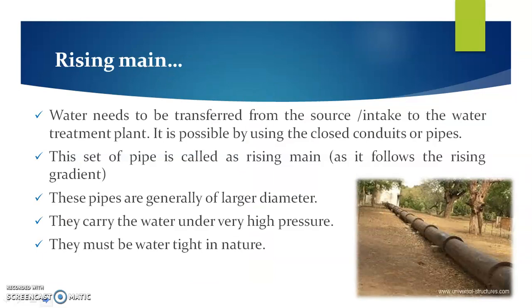So, rising main. Water needs to be transferred from the source or intake to the water treatment plant. It is possible by using closed conduits or pipes which are called a rising main, as it follows the rising gradient. These pipes are generally of larger diameters. They carry the water under very high pressure, and for that they must be watertight in nature.